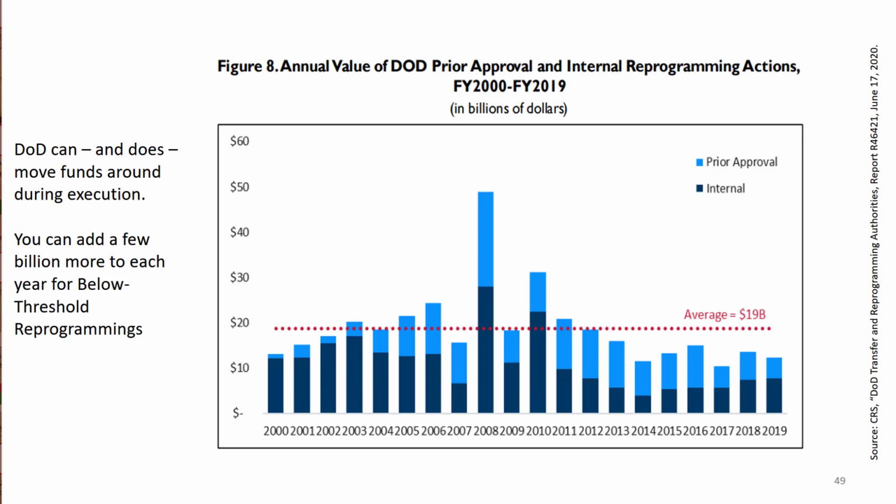And once we're given funding, that funding's not stable. We can and do move money around. This diagram shows the dollar amount of reprogramming actions, where we take money from one account and move it to another account during the year of execution. And over that period of time, on average, we moved $20 billion between accounts. If you included below threshold reprogrammings, it would be a few $billion more. So just because Congress has appropriated money in a particular way doesn't mean that's where it's ultimately going to be spent. We have the flexibility to move it when we need to.